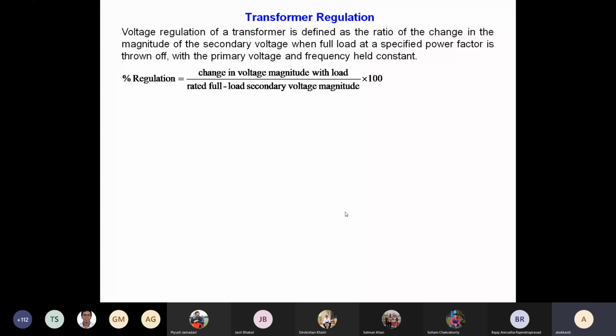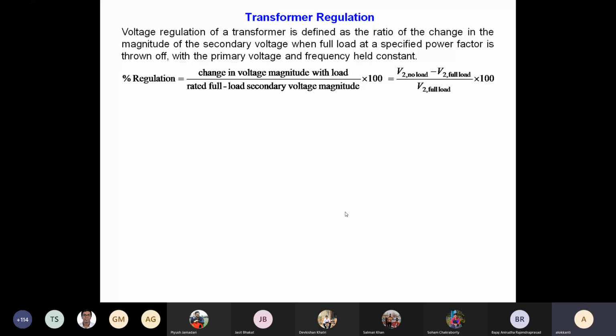So mathematically it is like this: V2 at no load, minus the secondary voltage at full load, divided by the secondary voltage at full load, into 100. So that is the meaning. The numerator is basically the difference between the no load voltage and the full load voltage, and the denominator is the full load voltage. Obviously the 2 stands for the secondary terminal. So this you are already aware of. This is known as the transformer regulation.